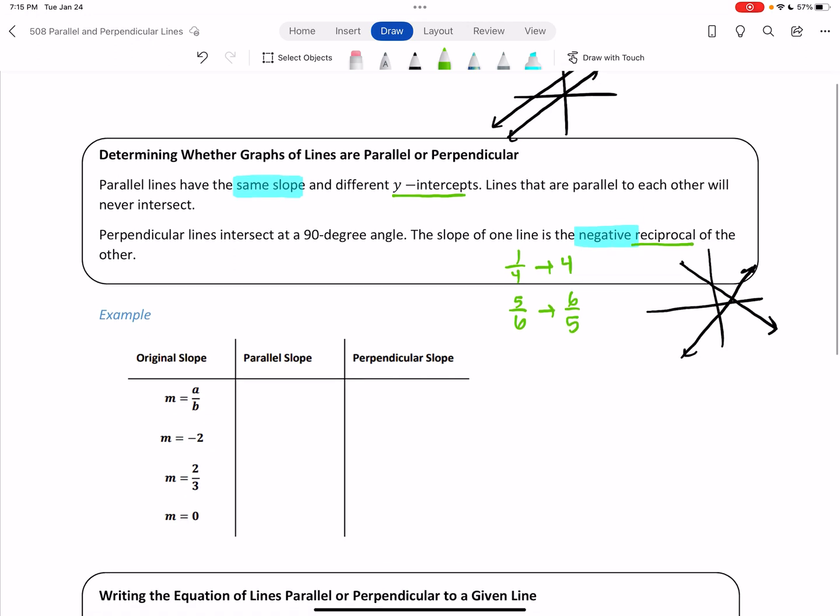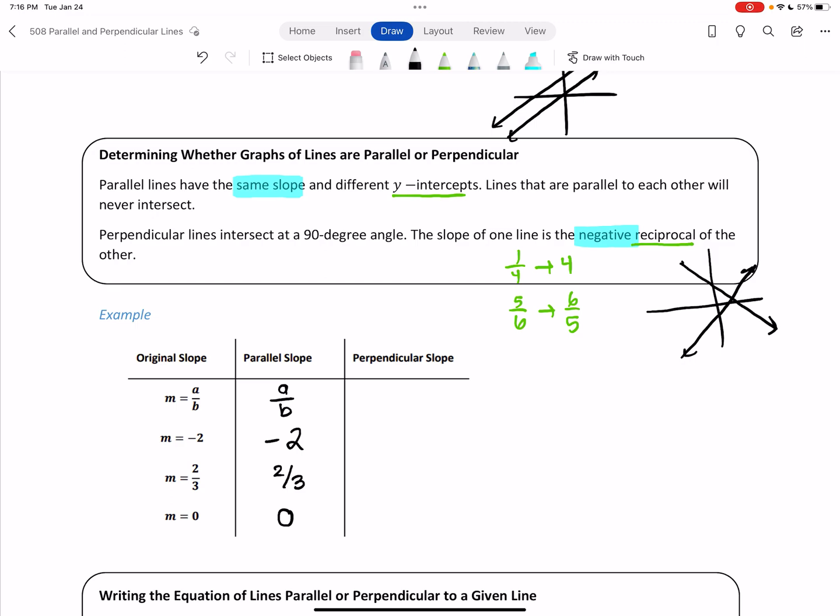So let's practice a little bit. If I have a slope of a over b, the parallel line would have exactly the same slope, a over b. If I have a slope of -2, the parallel line will have exactly the same slope, -2. If I have a slope of 2/3, the parallel line will have exactly the same slope, 2/3. If I have a slope of 0, the parallel line will have exactly the same slope, 0.